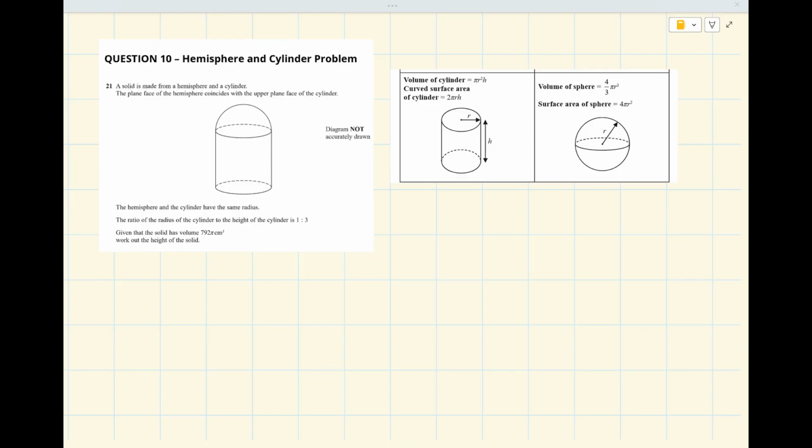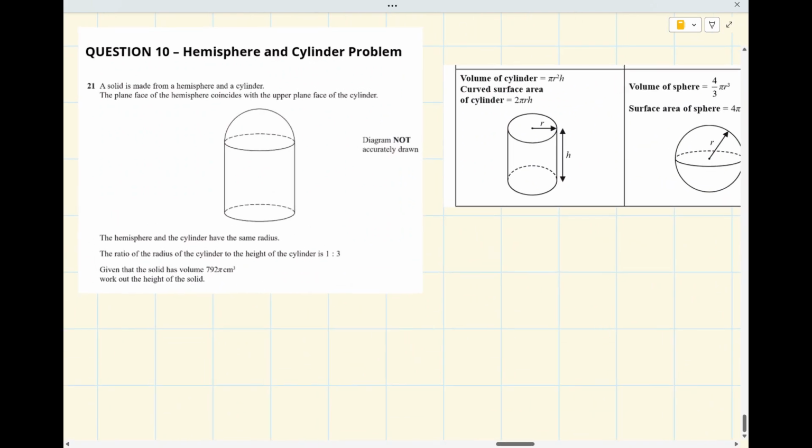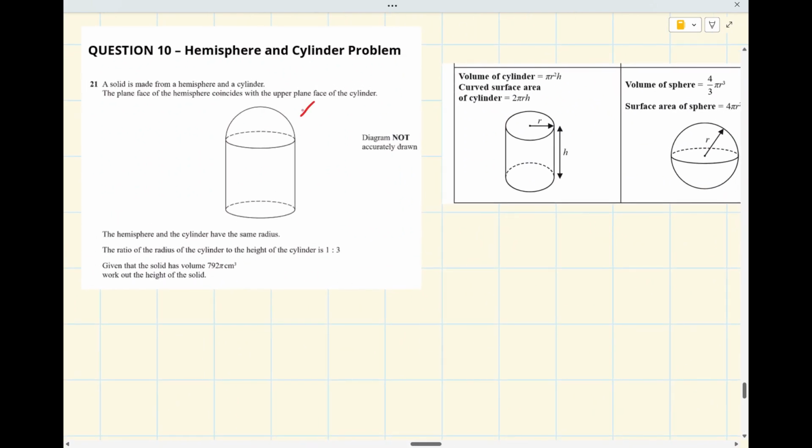Right, let's have a look at this question properly. A solid is made from a hemisphere, half a sphere, and a cylinder. Just have a quick look, make sure that you can visualize that. The plane face of the hemisphere, well, that's the flat face of the hemisphere, the circle on the bottom there, coincides with the upper plane face of the cylinder. What they're saying is that the two shapes meet perfectly.